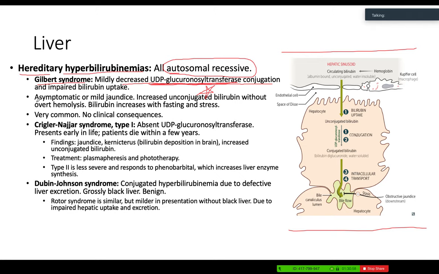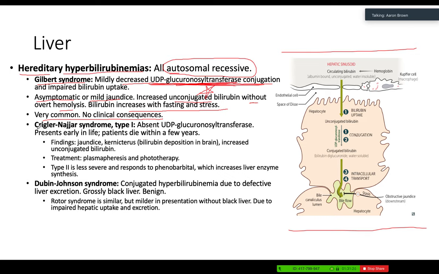What we see in this disorder is an asymptomatic or mild jaundice. This is not a sick patient. We have increased unconjugated bilirubin. Why? They can't conjugate. They have low levels of the enzyme without overt hemolysis. The times we may see elevated bilirubin are fasting and stress. This is very common. We do not see clinical consequences. Okay.